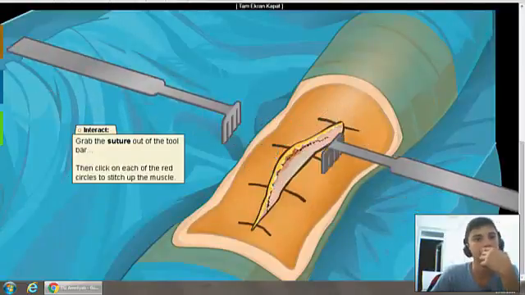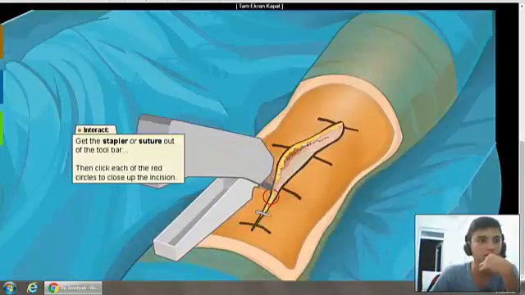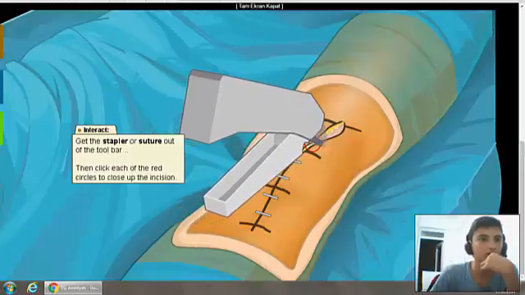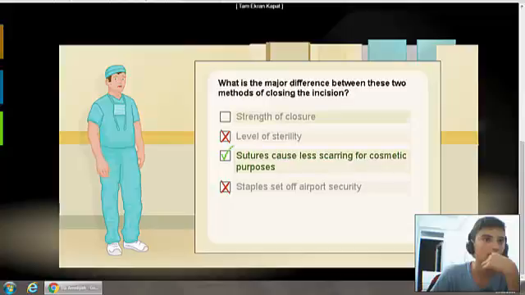For closing the surface incision, you have a choice between the stapler and the suture. What is the primary difference between these two methods of closing the incision?